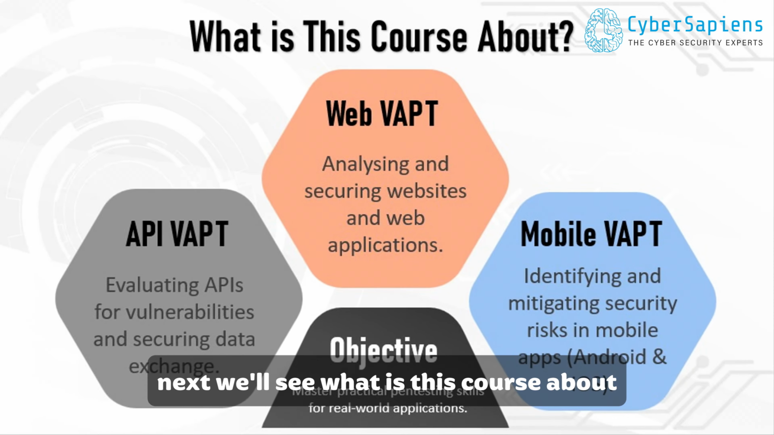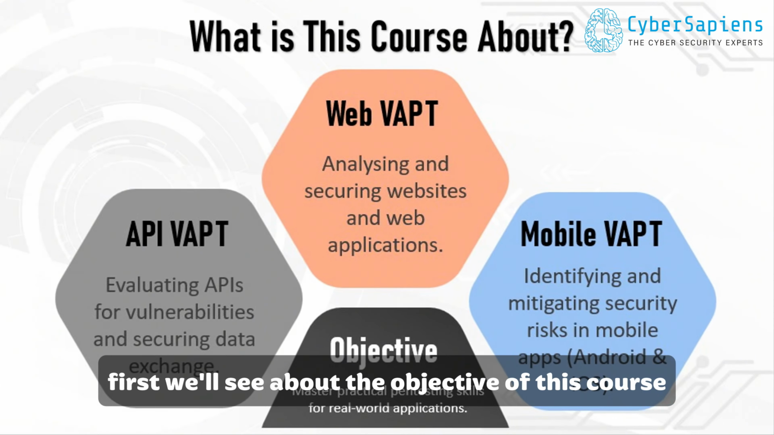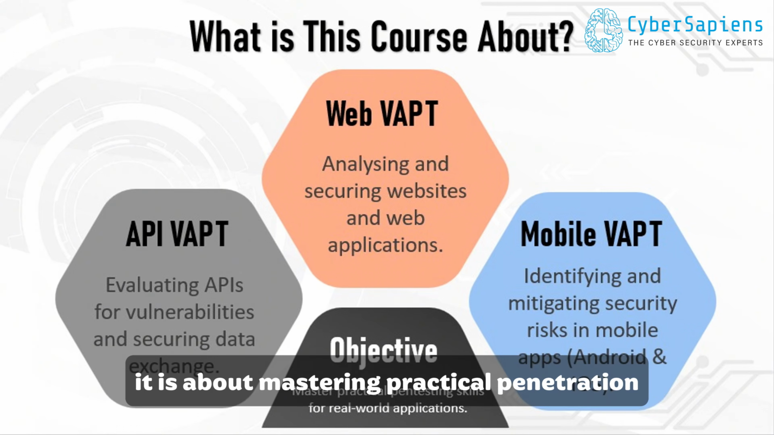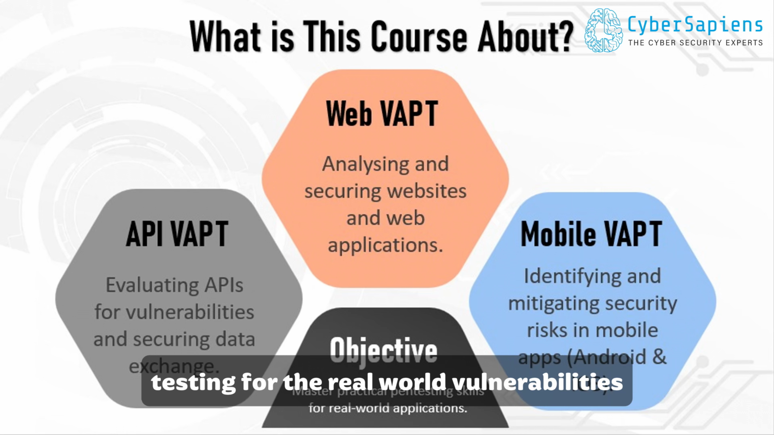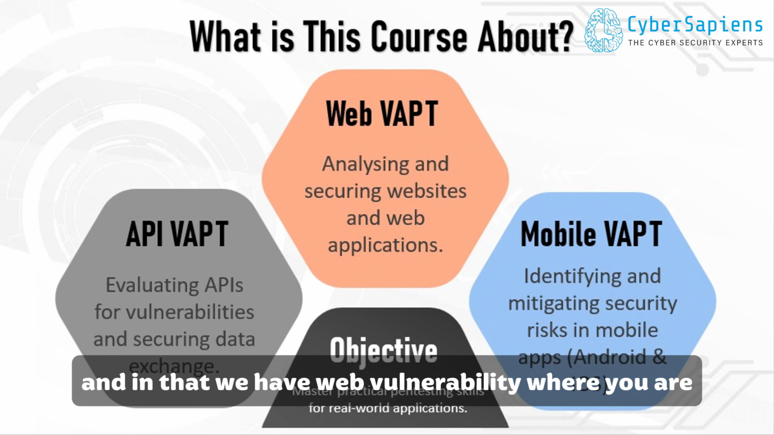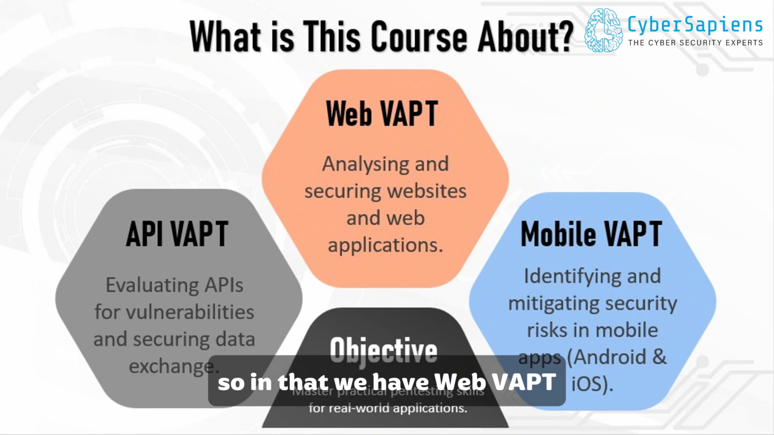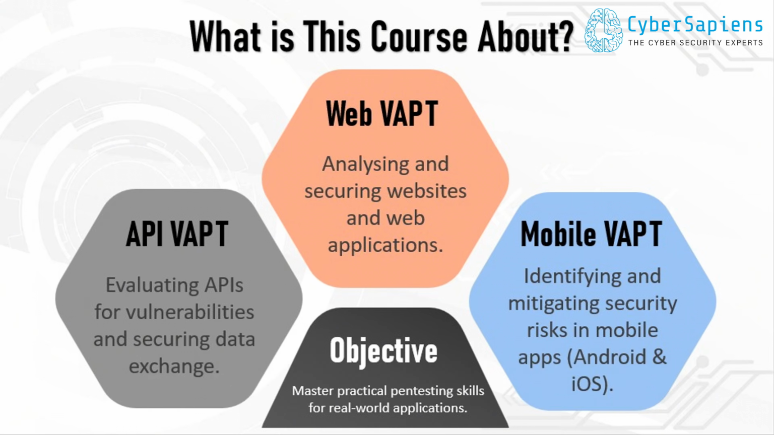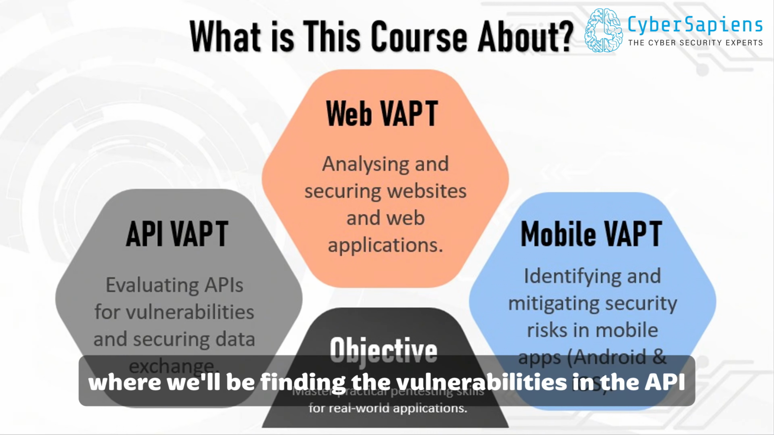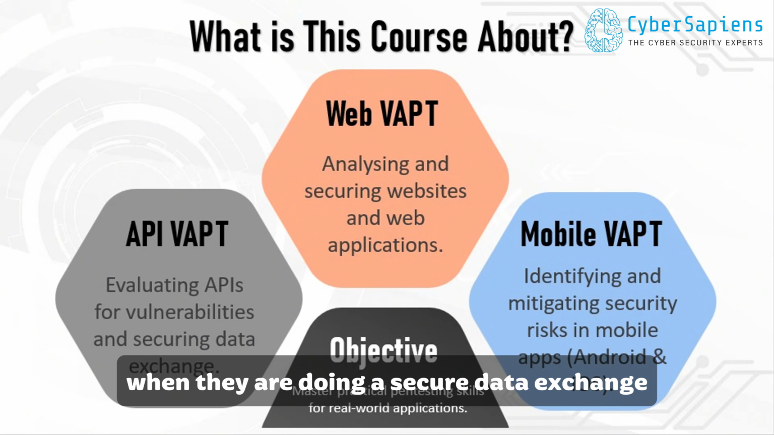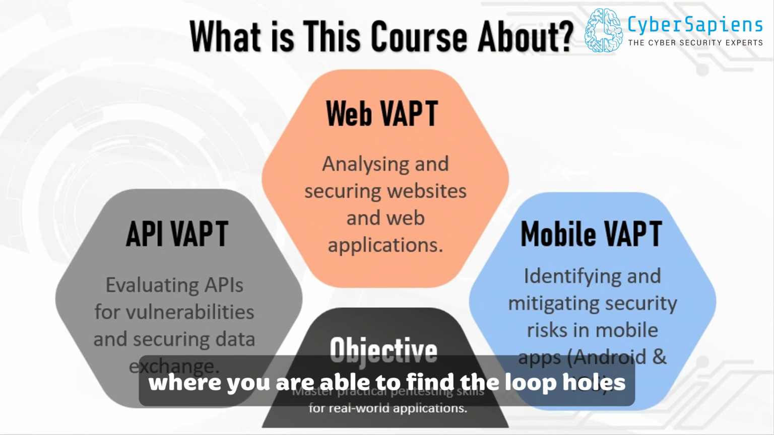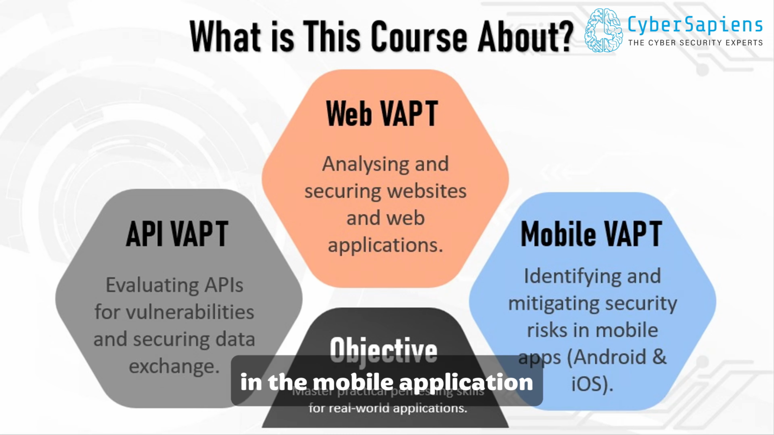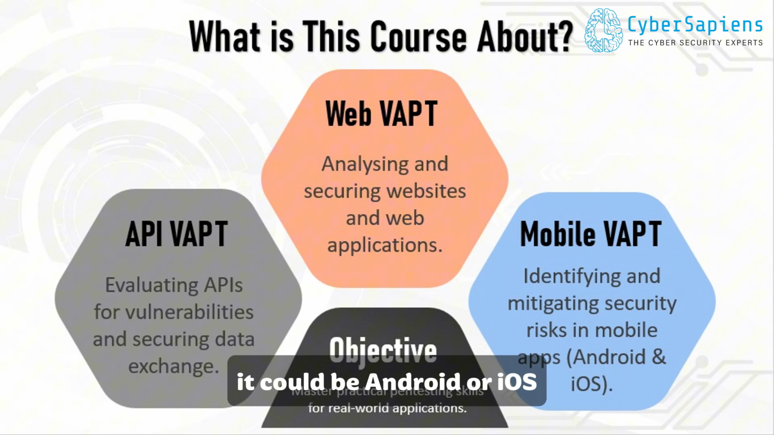Next, we will see what this course is about. First, we will see the objective of this course. It is about mastering practical penetration testing for real-world vulnerabilities. In that we have Web VAPT, where we are able to analyze the vulnerabilities in web applications. Then we have API VAPT, where we'll be finding the vulnerabilities in the API when they are doing a secure data exchange. And next we have Mobile VAPT, where you are able to find the loopholes in the mobile application. It could be Android or iOS.